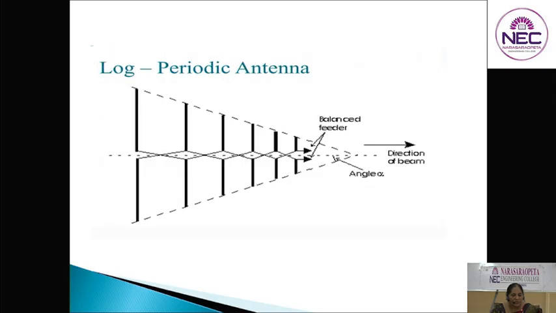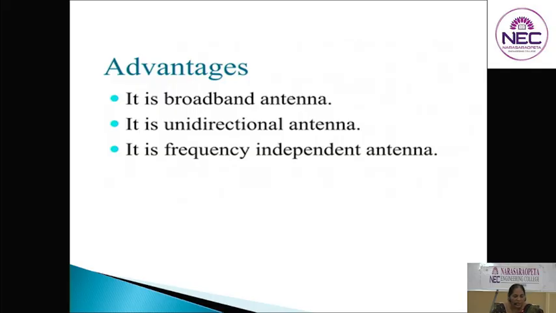The picture representation of the log periodic antenna is shown here. Here we are joining two wire antennas and it gives the log periodic antenna. The direction is taken from the angle of vertex. Advantages of log periodic antenna: it is a broadband antenna. It is a unidirectional antenna. It is a frequency independent antenna.